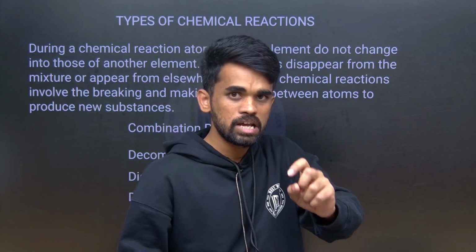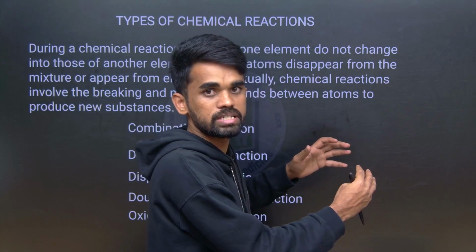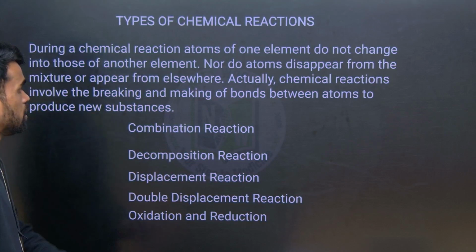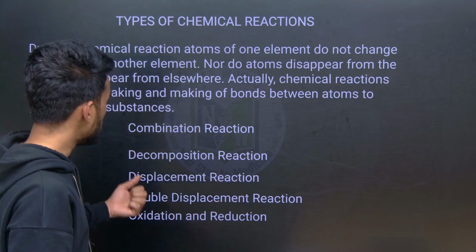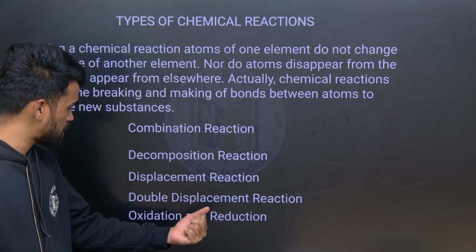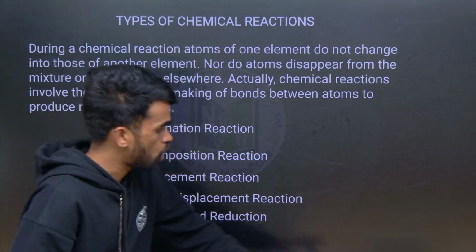Based on that, we also have other types of chemical reactions, so let us understand them. The types of chemical reactions are combination reaction, decomposition reaction, displacement reaction, double displacement reaction, and oxidation and redox reactions. Let us start our topic with combination reactions.